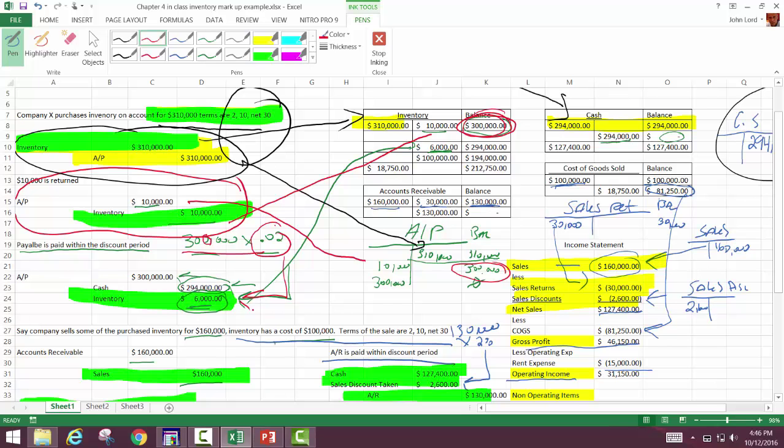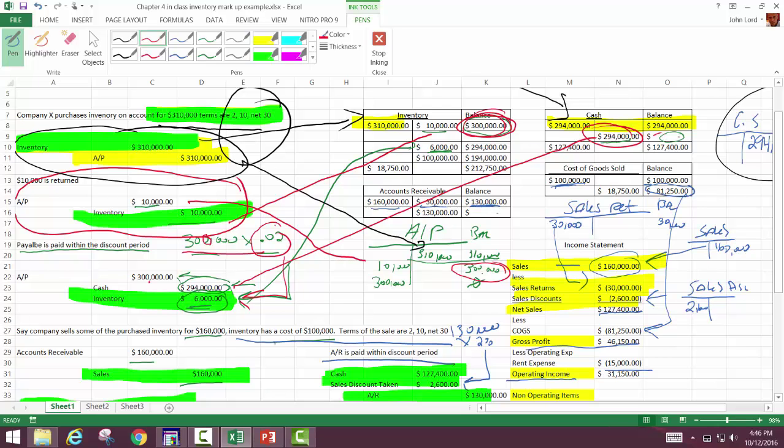Because I'm going to only pay him 98%, or I'm going to take a 2% discount of $6,000. So when I take that discount, look what happens. Of course, I'm going to only credit cash for what? For $294,000, because I don't have to pay him the full $300,000. I got a $6,000 discount, right? So I credit the cash for $294,000. Notice all my cash is gone now. That's all right. I can still survive.